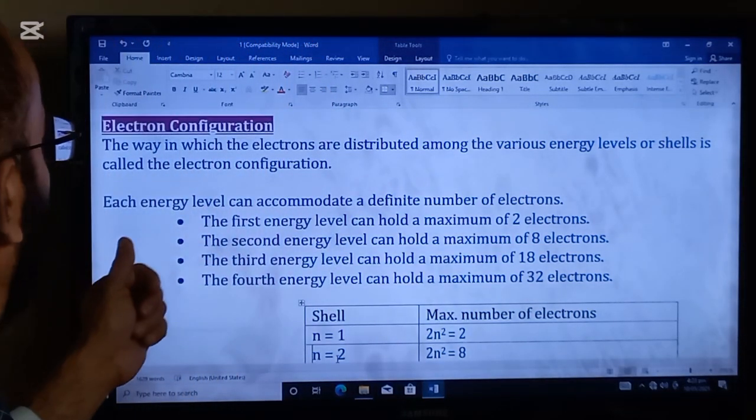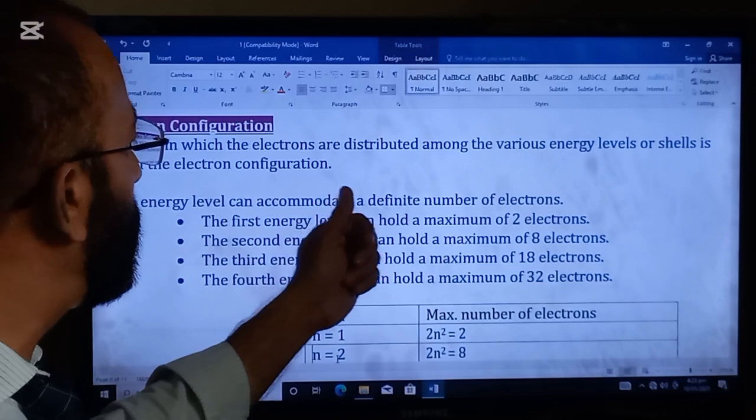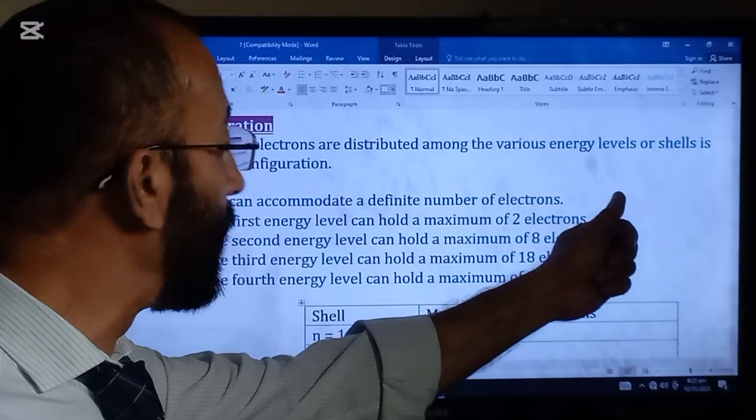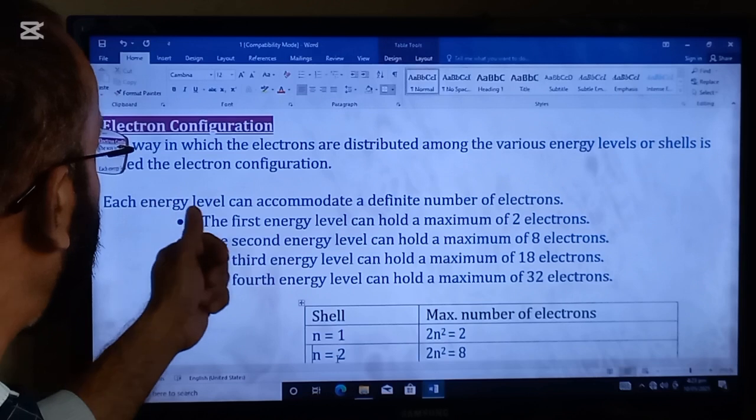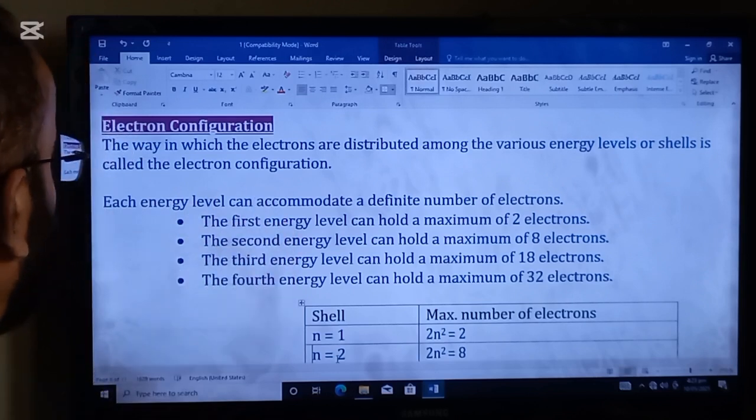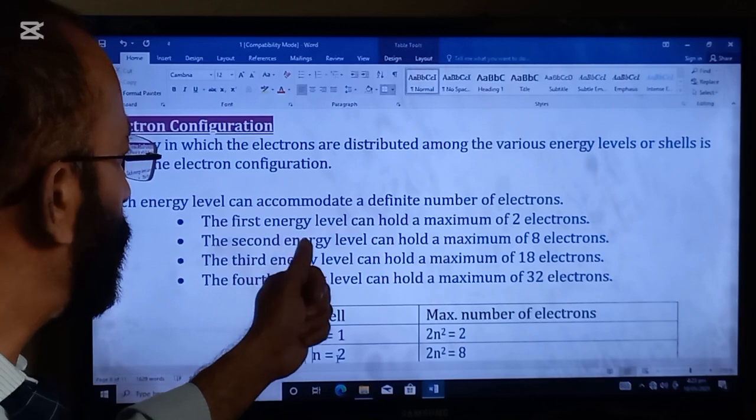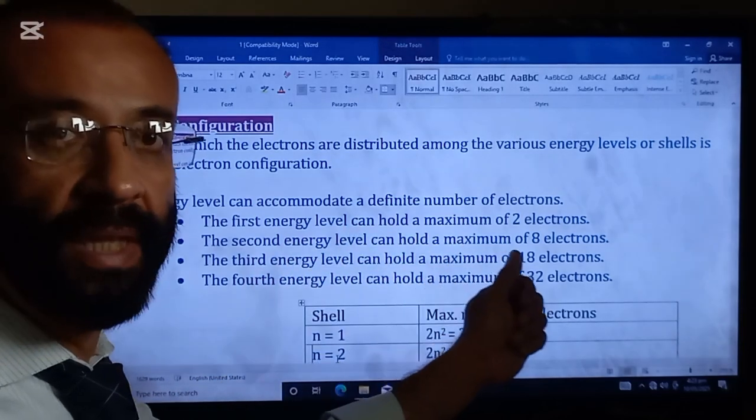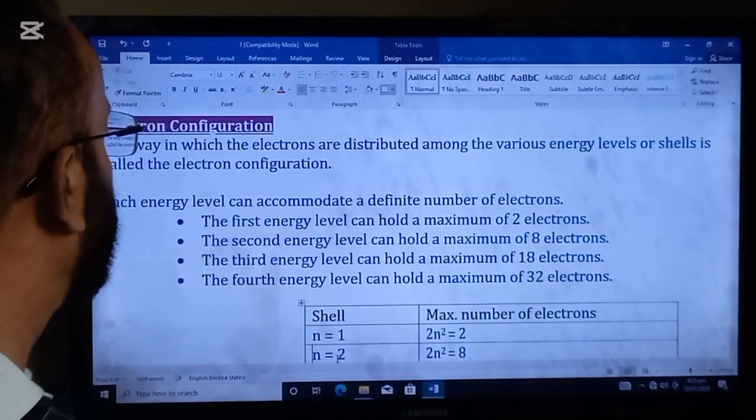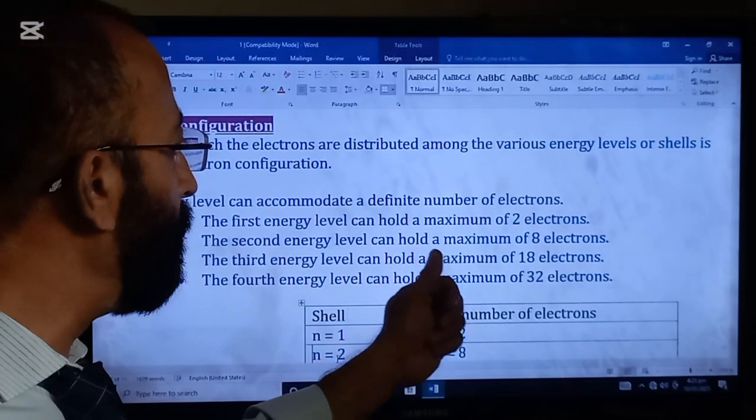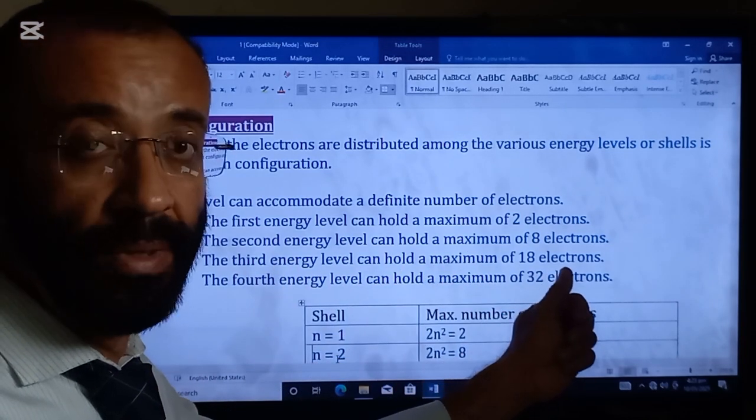The way in which the electrons are distributed among the various energy levels or shells is called the electron configuration. Each energy level can accommodate a definite number of electrons. The first energy level can hold a maximum of 2 electrons.